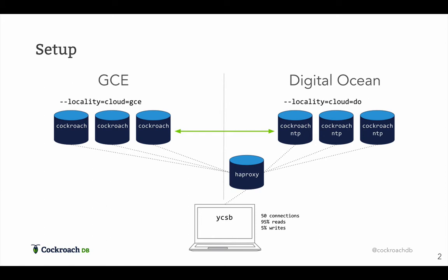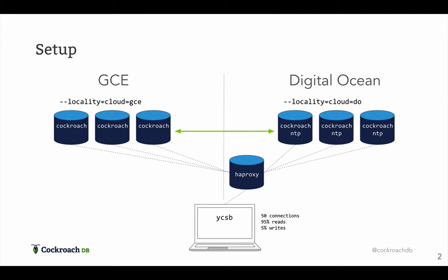And here's the basic setup. We're going to have 3 CockroachDB nodes on GCE and 3 nodes on DigitalOcean. The nodes on GCE are going to have the locality flag specifying that they're on GCE, and likewise the nodes on DigitalOcean will have the locality flag specifying that they are on DigitalOcean. This will tell CockroachDB that all replicas should be balanced across these 2 clouds, and we'll look at the admin UI and see that that is the case when the time comes.